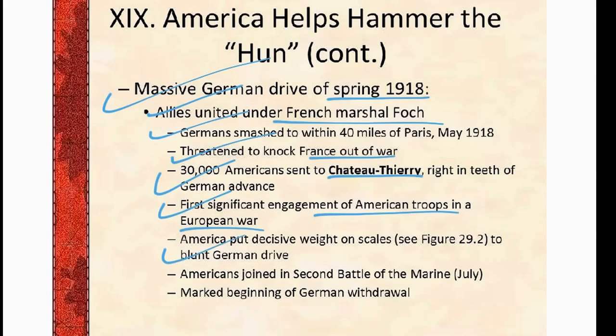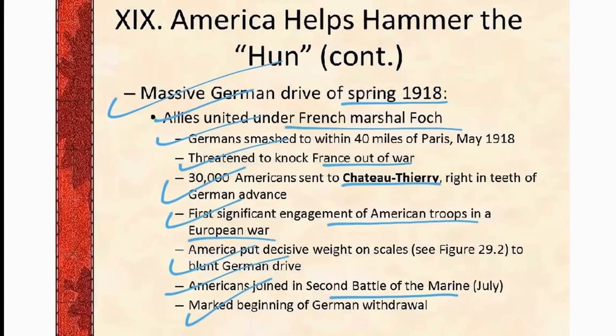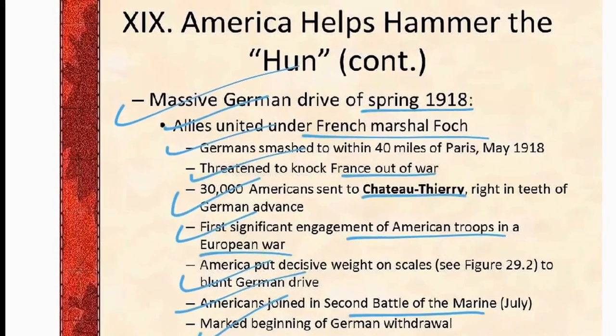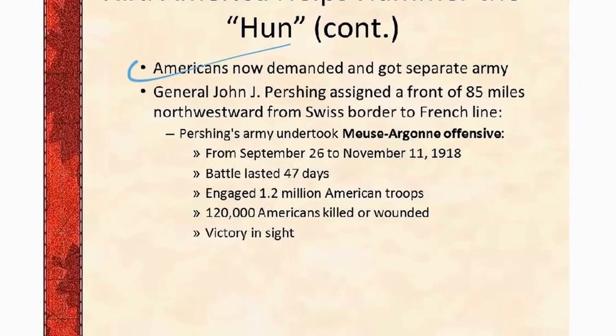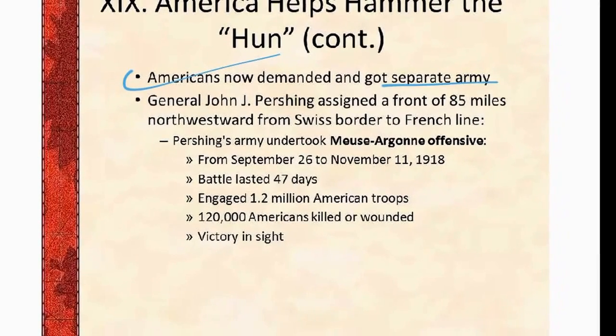The Americans put decisive weight on the scales to blunt the German drive, and Americans joined also in the Second Battle of the Marne in July. This marked the beginning of the German withdrawal. Americans now demanded and got a separate army, and General John J. Pershing was assigned a front of 85 miles northwestward from the Swiss border to the French line.